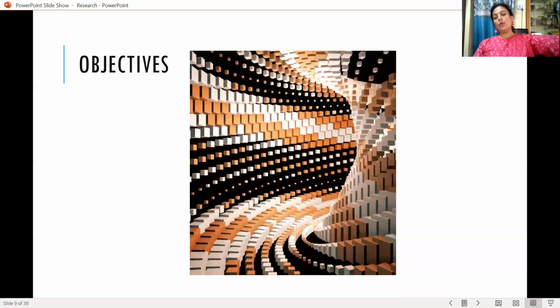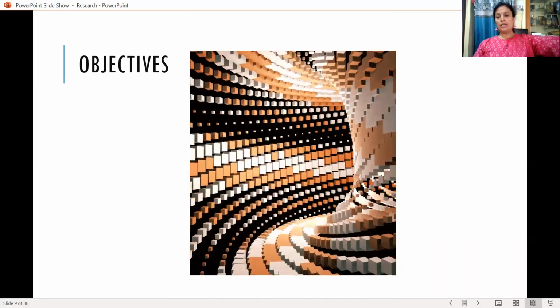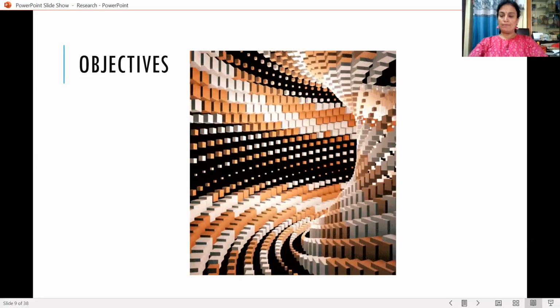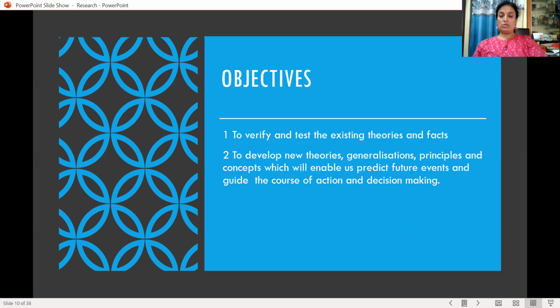And why do we undertake research? What is the reason for it? That is called as objectives. Objectives for the research. To verify and test the existing theories and facts. There are already existing theories, but we should understand whether it is true or not. So we want to test it.